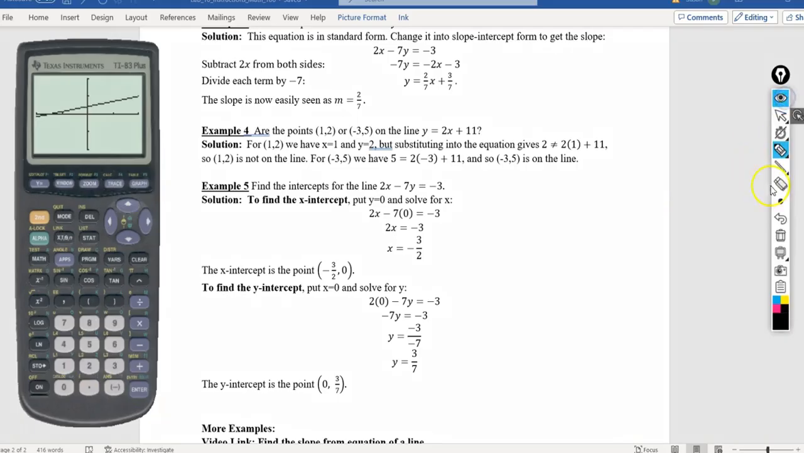Okay, so here's our x-intercept, which is -3/2, 0. And here's our y-intercept, which was 0, 3/7. So we can see that there.